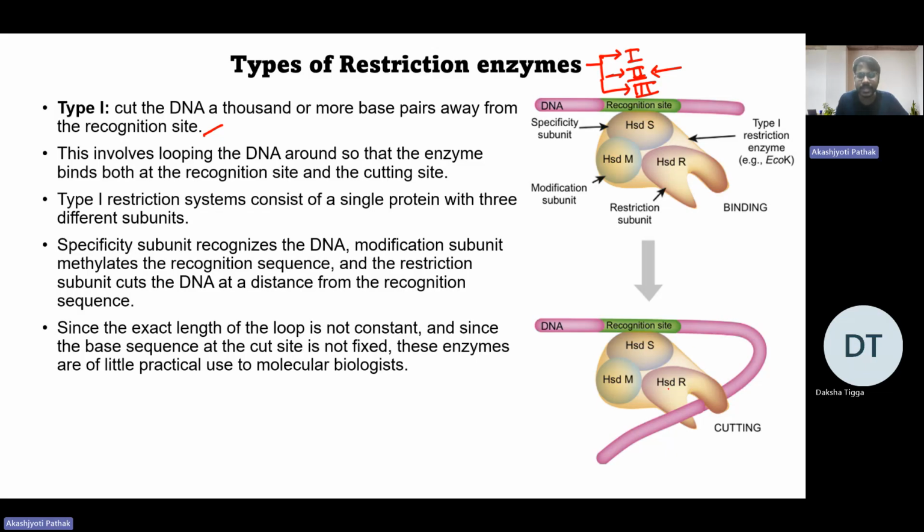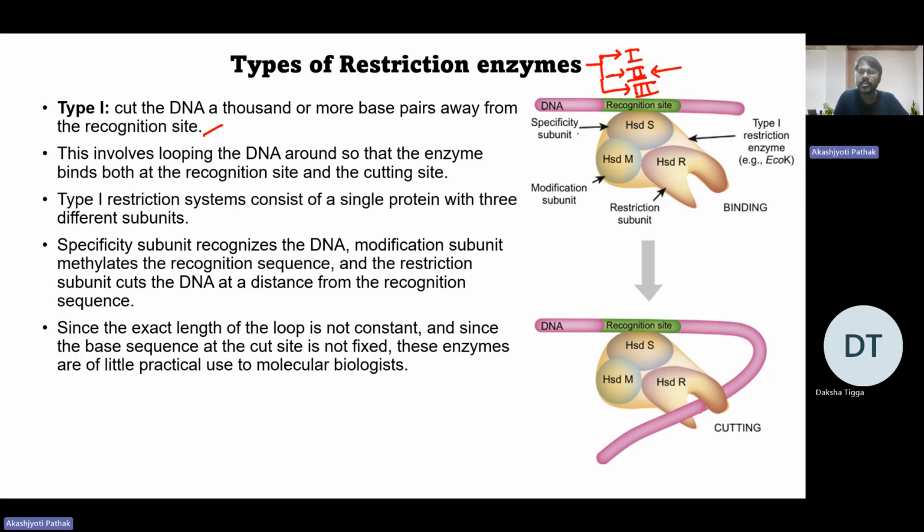You see here that the type 1 restriction enzyme has three different subunits. It is a single enzyme, but it has three different subunits. One is HsdS. HsdS is the subunit which recognizes; this is the specificity subunit.